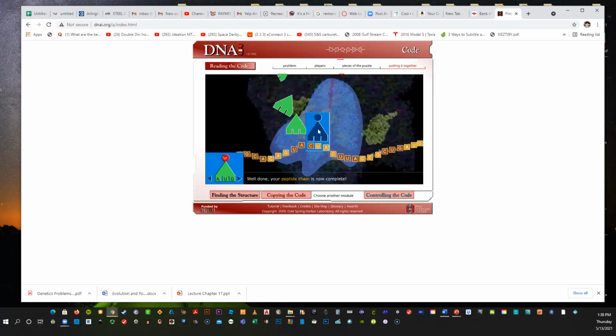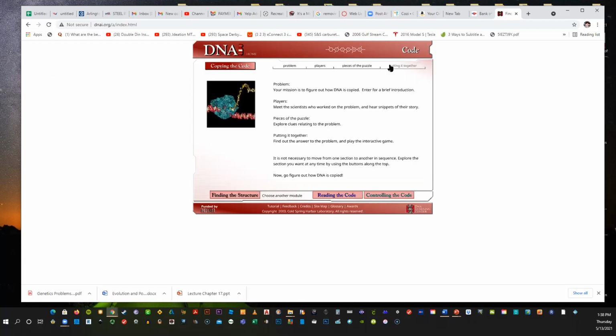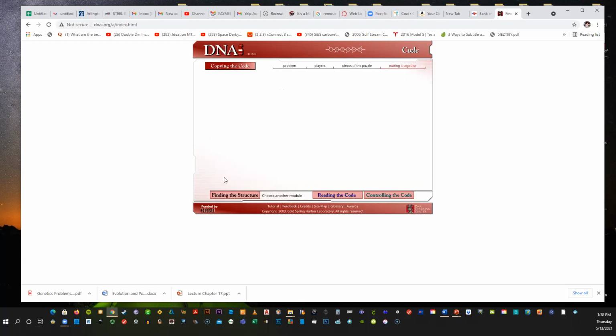Threonine, and then UAC would pair with A, U, G. No, that's a stop codon. UAA, UAG, UGA. All right. So anyway, I don't know why this other one doesn't work, but basically you would pretend like you're an RNA polymerase and you would match the letters.